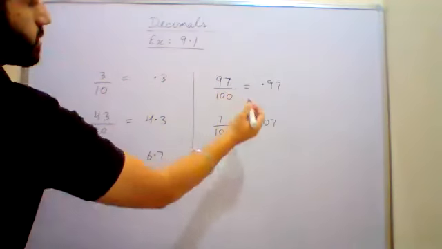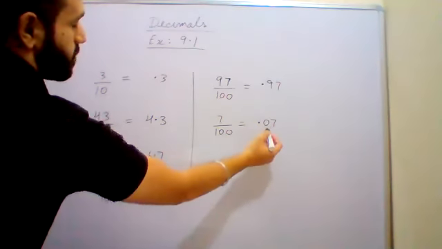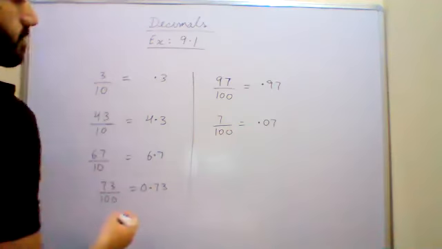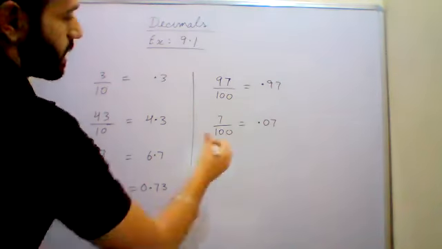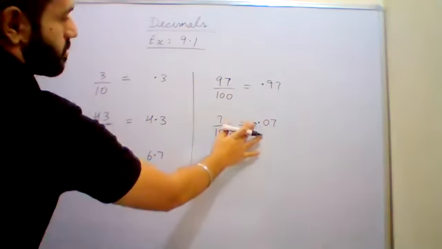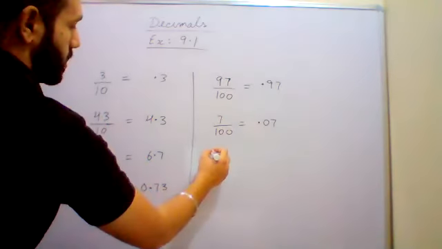You have to insert a 0 on your own because after the decimal, there should be 2 digits. Now there are 2 digits after the decimal. You have to insert it like this only, 0.07. Yes, correct. You can also call it 0.07. Both are the same thing. Next one.